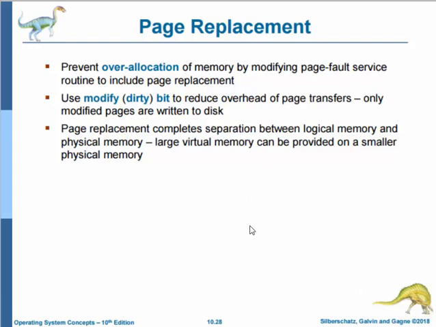So what does page replacement do? It can prevent over-allocation of memory by modifying the page fault service routine to include page replacement. Also, page replacement uses the modify bit, or dirty bit, to reduce the overhead of page transfers, so that only modified pages are written to the disk. Lastly, page replacement completes the separation between logical memory and physical memory, wherein a large virtual memory can be provided on a smaller physical memory.